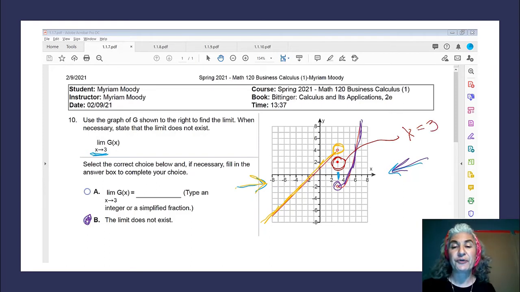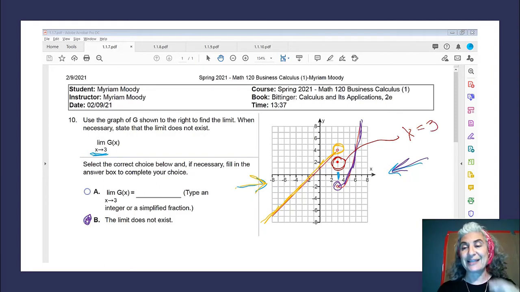And that was not their question. Their question was not x equaling 3. Their question was, what happens as we approach 3 from the left and the right? As we approach it from the left, it's up here. As we approach it from the right, it's down here. So no, they're not meeting. No limit. Got it? Okay, let's check out another one.